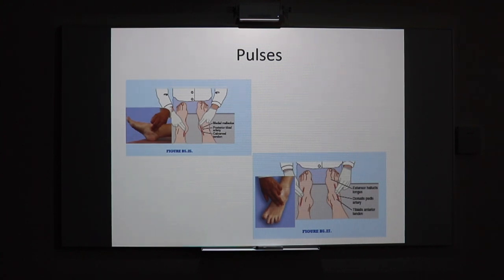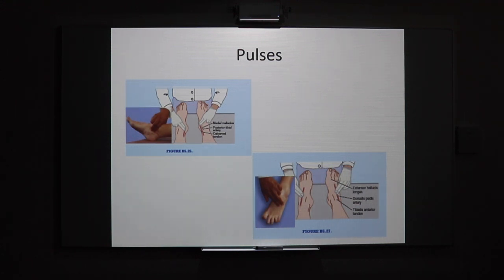The pulses which you usually take are behind the medial malleolus. You are basically feeling the posterior tibial artery, and in front, midway between the two malleoli, you are feeling the dorsalis pedis artery. These are the two major arteries which you feel behind the medial malleolus and the calcaneum. You are feeling the posterior tibial artery, and in front between the two malleoli you are feeling the dorsalis pedis artery.